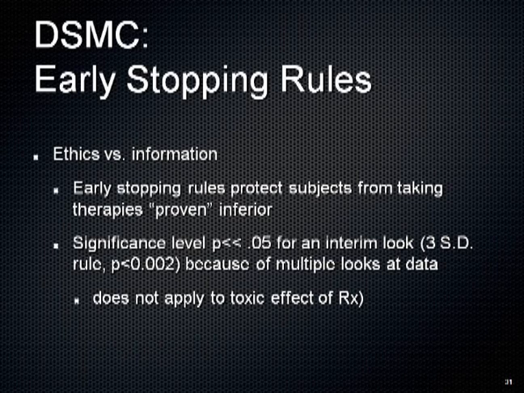as sequential trials design. Early stopping rules are designed to protect subjects from taking therapies that are proven inferior. The significance level for those kinds of studies has to be a lot lower than 0.05, the conventional endpoint when you're designing a trial, if you have an interim look. There's a couple of ways to do it, but one of them is just to say, go 3 standard deviations instead of the approximately 2 standard deviations from using a 0.05.